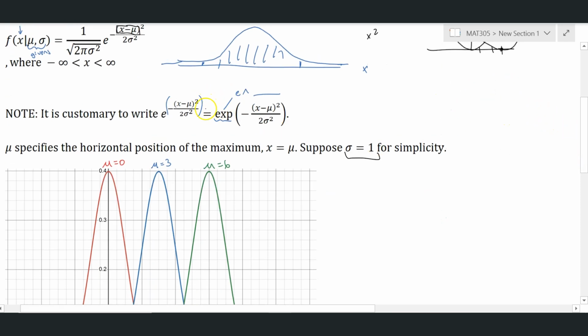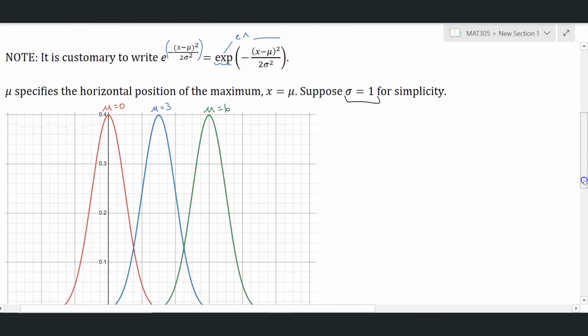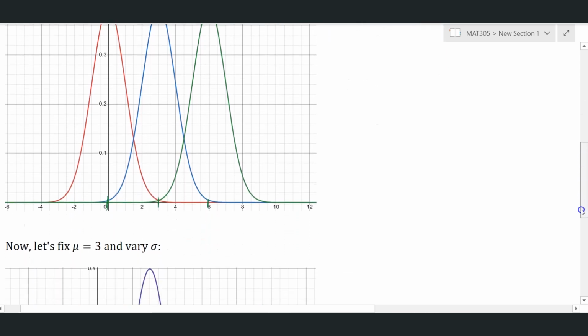Don't let this function intimidate you. There's a lot of stuff that goes into it, but this is just a constant, just a coefficient. And then up here is sort of where most of that magic happens. So that's the mean. The mean is just a shift.